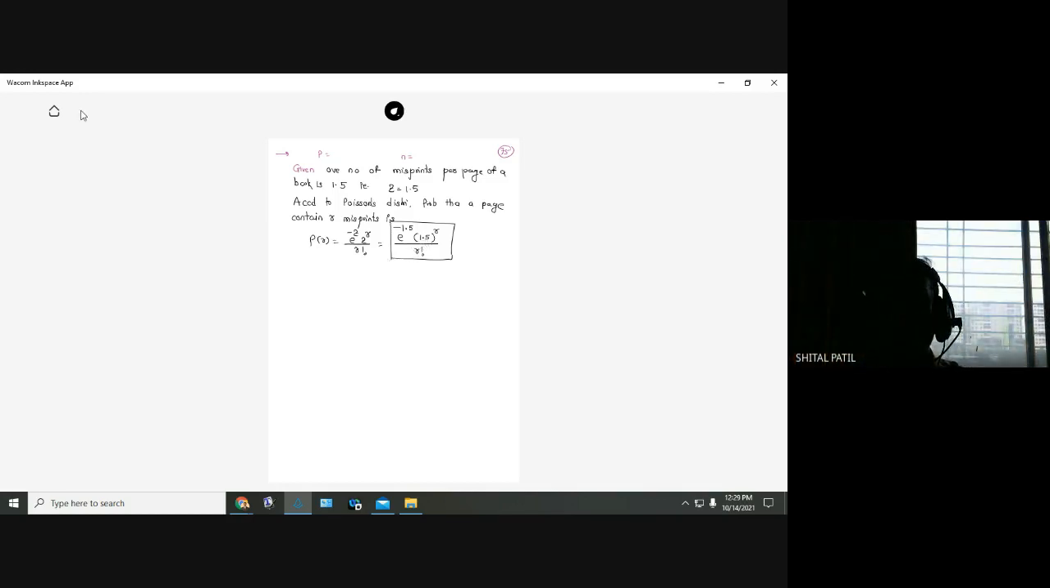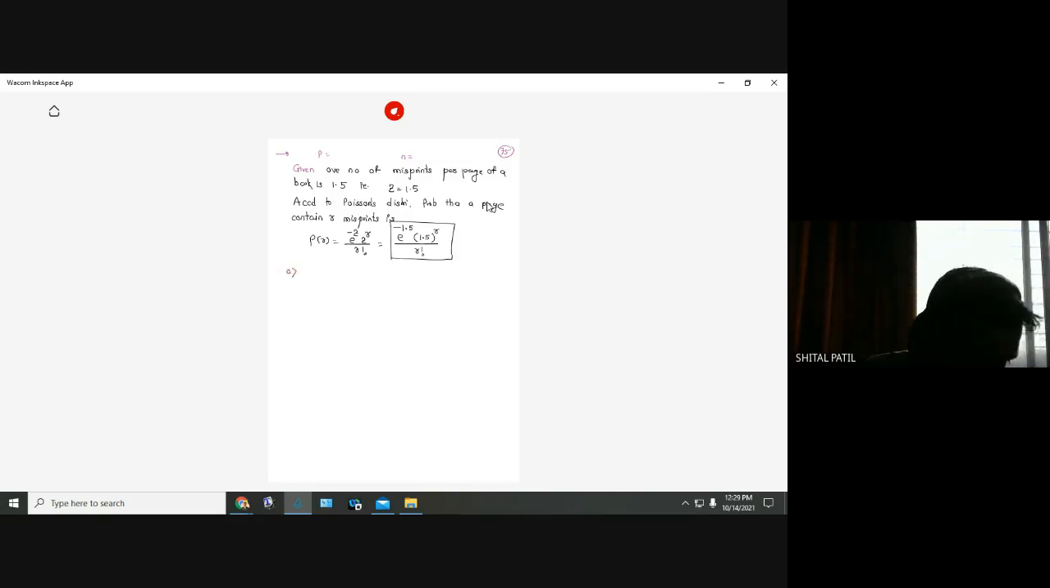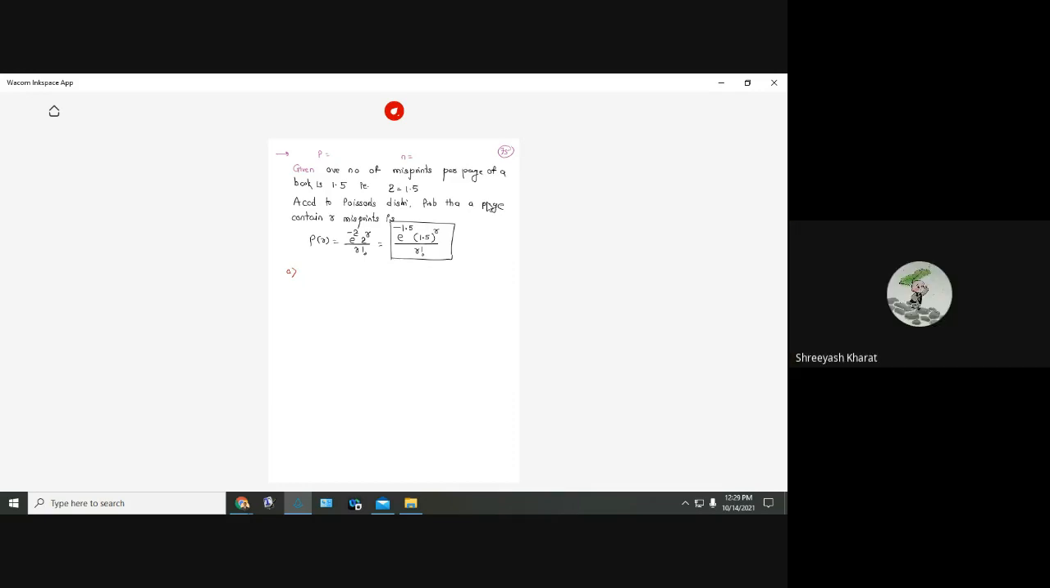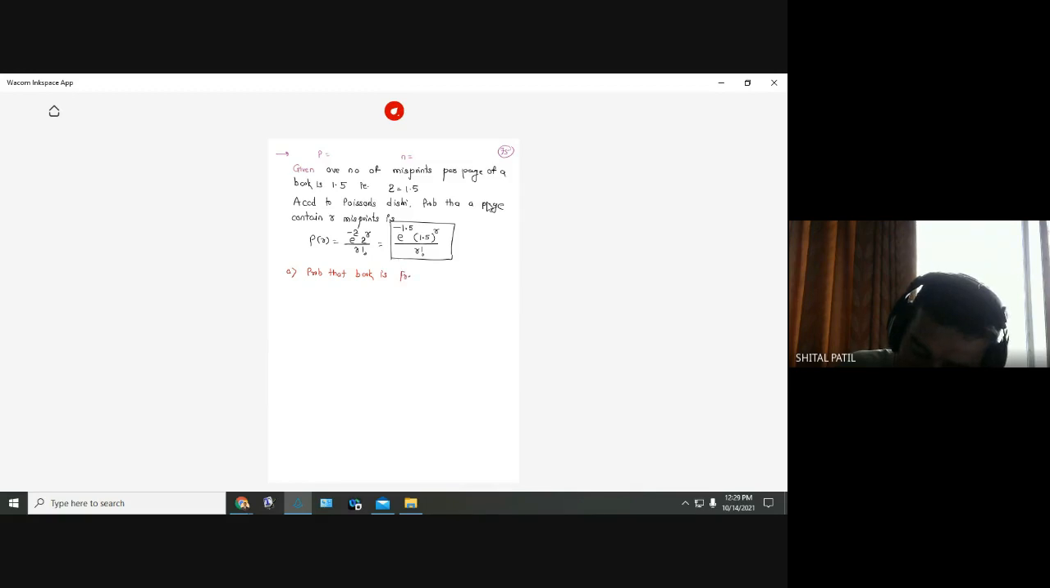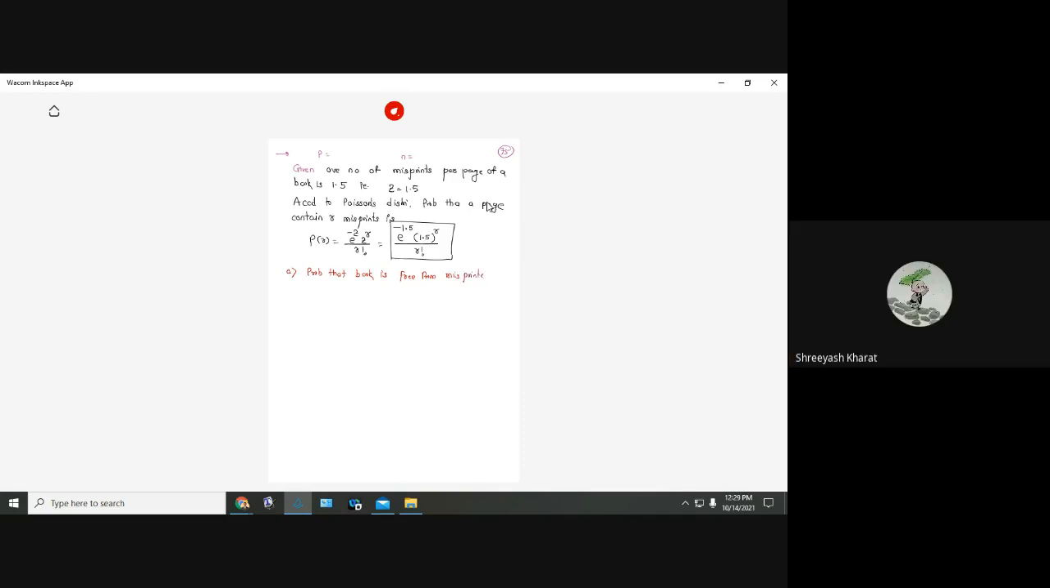Okay, now we'll start with our problem. A part, what is required? Probability that a particular book is free from misprints. That book is free from misprints.